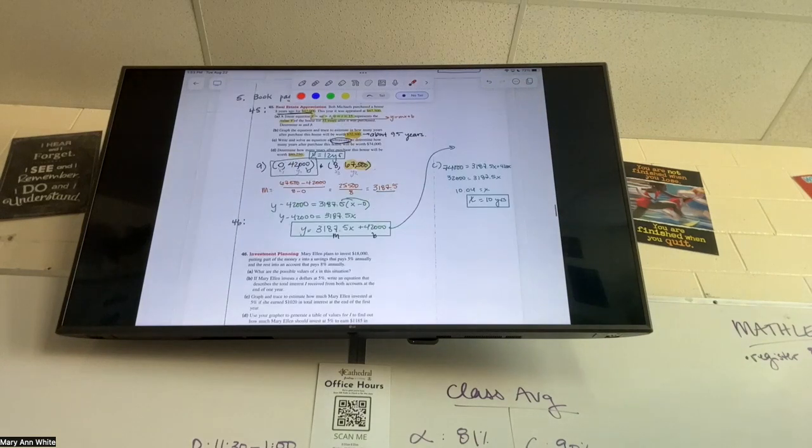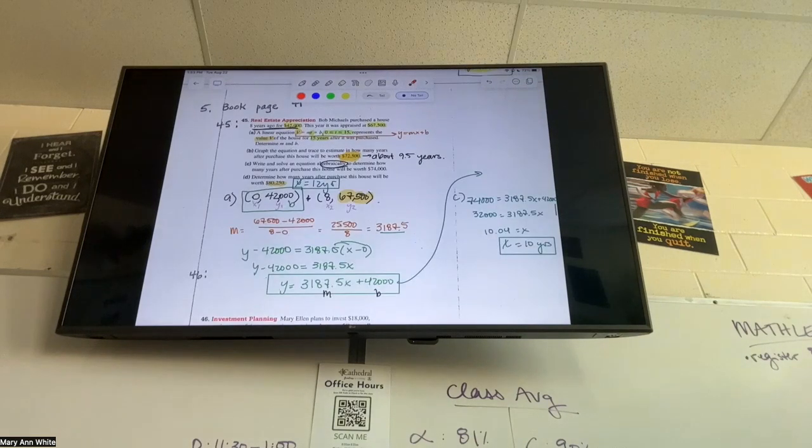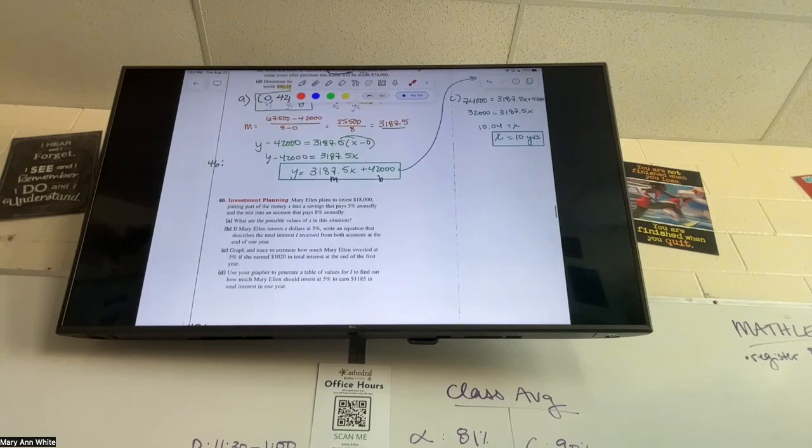Okay, we did number 45 yesterday. We were working on our linear equations, essentially from a word problem. We're going to do a very similar thing today. We're just going to do 2 more word problems and then we're going to be done with P4 for right now.